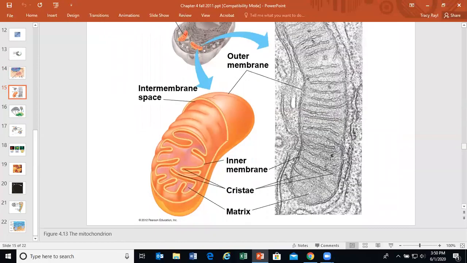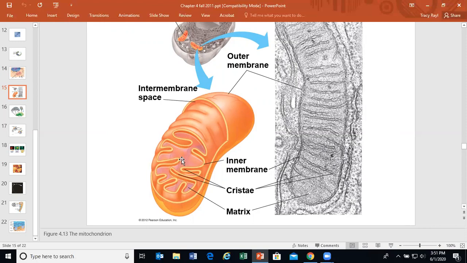So the structure of the mitochondria, it is a double membrane bound organelle. So it has an outer membrane and an inner plasma membrane. So in your outline, you see the term cristae. The cristae are the inner membrane folded into these finger-like projections. They protrude into the middle of the mitochondria. So those are called cristae.